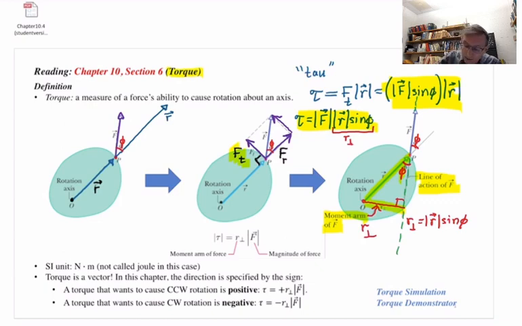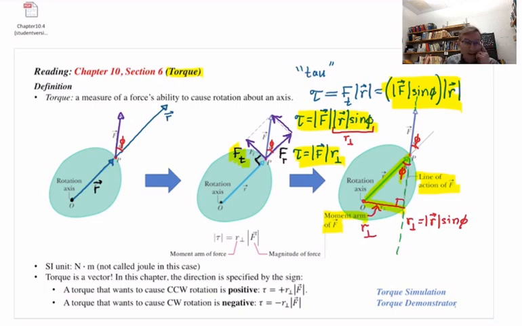So we get another formula, another way to calculate torque. We take the magnitude of the applied force times what's called the moment arm for that force. That's going to be the way I'm going to tend to calculate it in this chapter. So let me now, having talked my way through all this series of pictures, write down the formula we're going to use for calculating torque in this chapter.